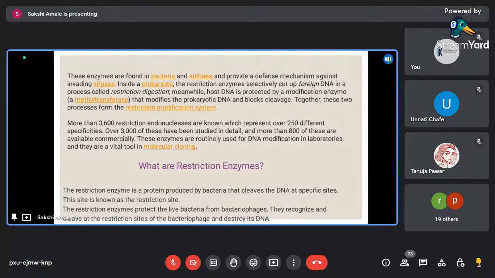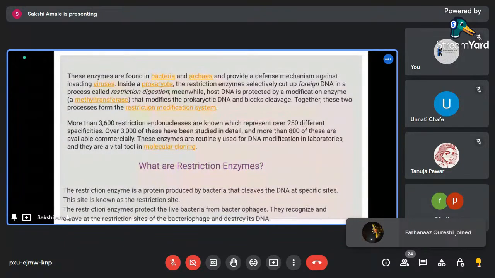More than 3,600 restriction endonucleases are known, which represent over 250 different specificities. Over 3,000 of these have been studied in detail, and more than 800 of these are available commercially. So, these enzymes are routinely used for DNA modification in laboratories, and they are a vital tool in molecular cloning.